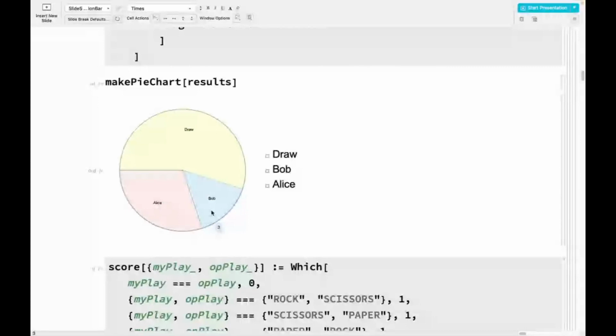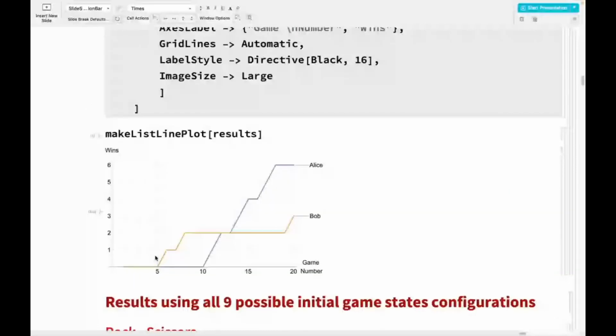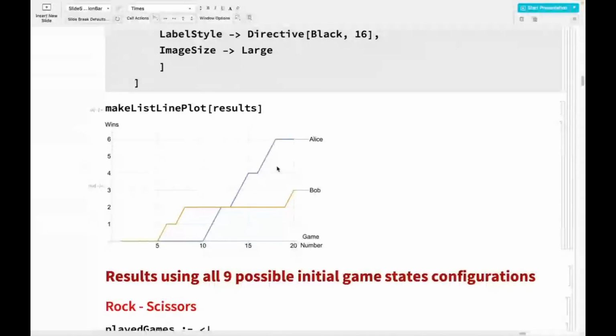And the same, we can do another visualization using a list line plot, for example, for the game number over time, and the number of wins for each player. So we can see here that there's some draws, and then Bob is winning a bit more, and then Alice, which is GPT-4, catches up. And at the end, GPT-4 is taking advantage of GPT 3.5.